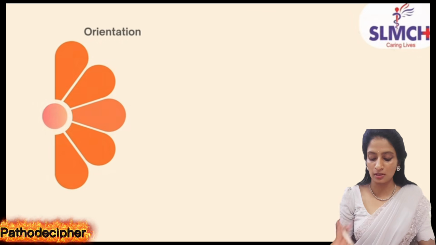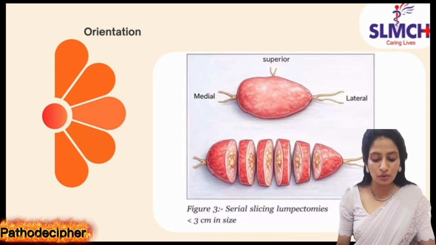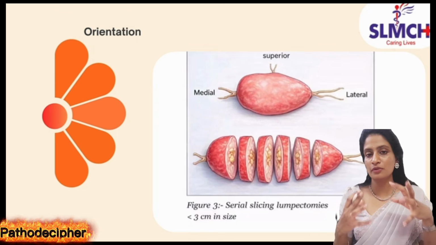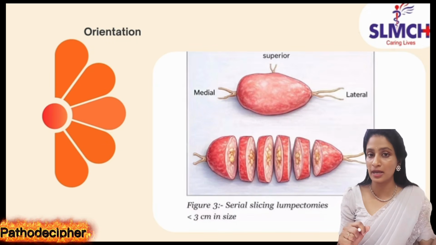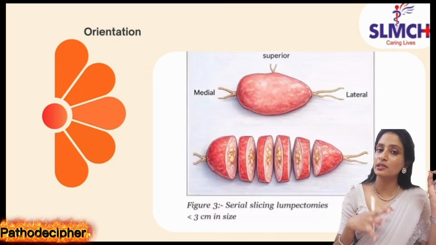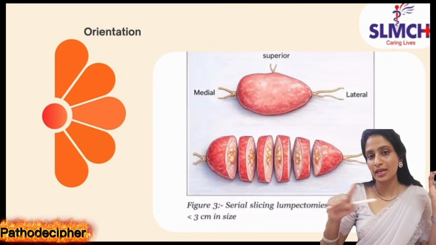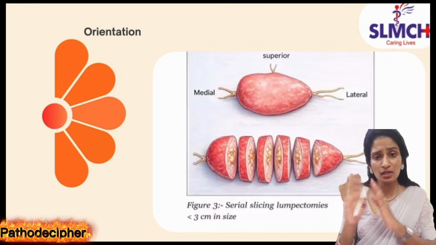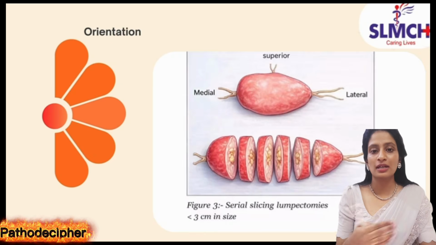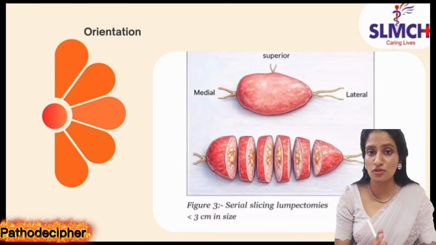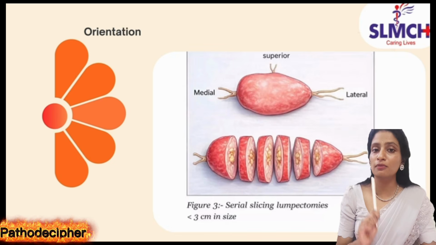First we have to orient the specimen. So how do we orient the specimen? Usually if we receive any lumpectomy specimen in cases of phyllodes, it's very important for the margins. Why? Because phyllodes is a kind of leaf-like tumor where it can spread to any margins, and recurrence is more common in phyllodes tumor. So it's very important to give margin clearance.